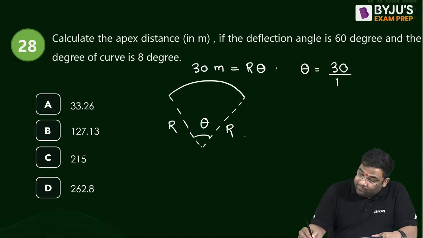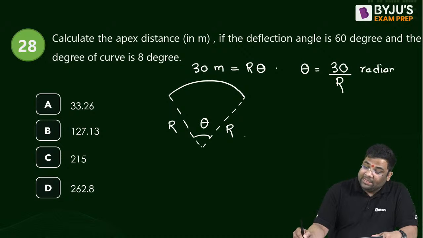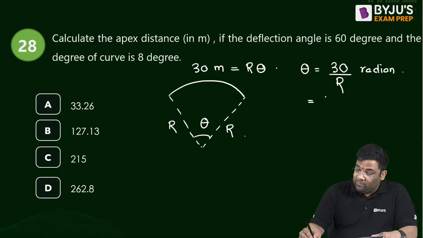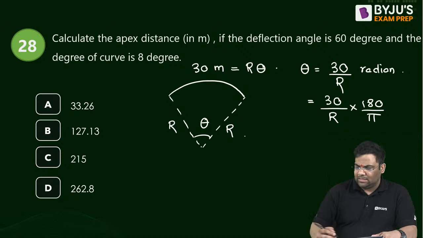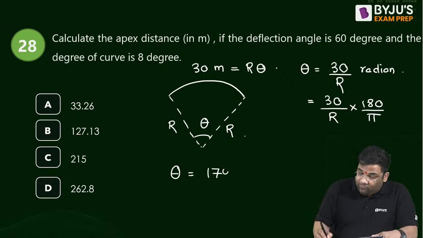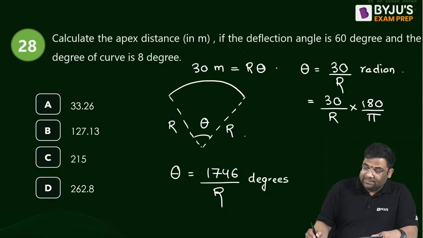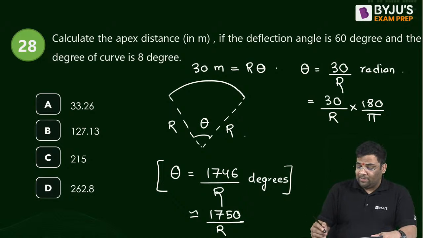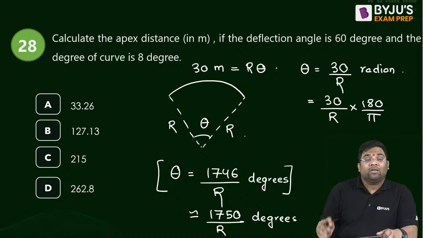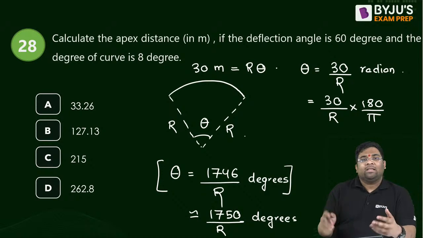From here, theta will be 30 by R, but this will be in radians. If you want to convert into degrees, you do 30 by R into 180 by pi. If you solve this, theta will be around 1746 by R, in degrees. This is close to 1750 by R, so it is taken almost equal to 1750 by R degrees. Understood? That is how to find the degree of the curve, and from the degree of the curve I can find the radius of the curve.